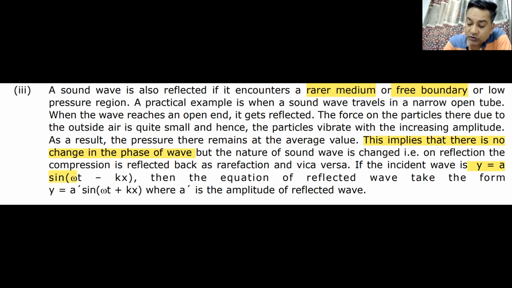If the actual equation is y is equal to a sine omega t minus kx, the equation of the reflected ray will become a dash sine omega t plus kx. One is moving in the negative direction, one is moving in the positive direction. The original ray moving in the positive direction and the reflected ray moving in the negative direction. Please note whatever I have highlighted. Remember, it's a very important question, can be asked in different ways.